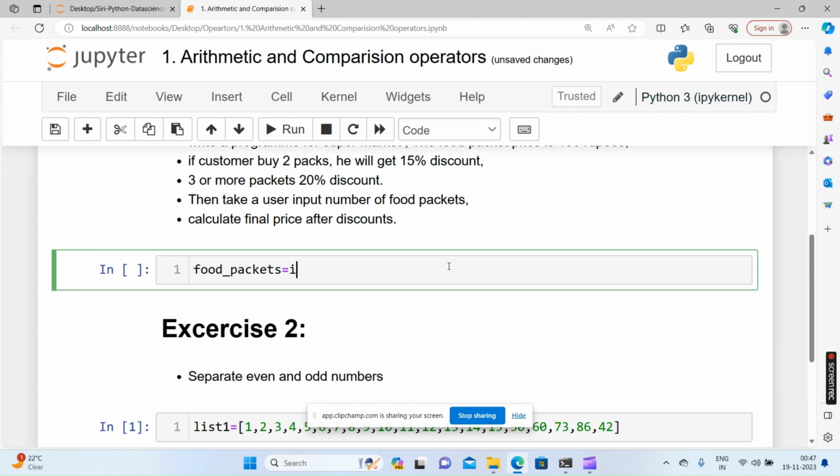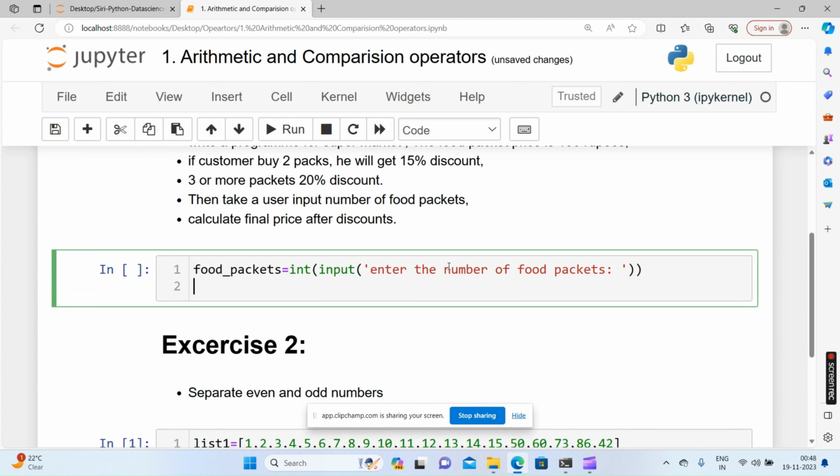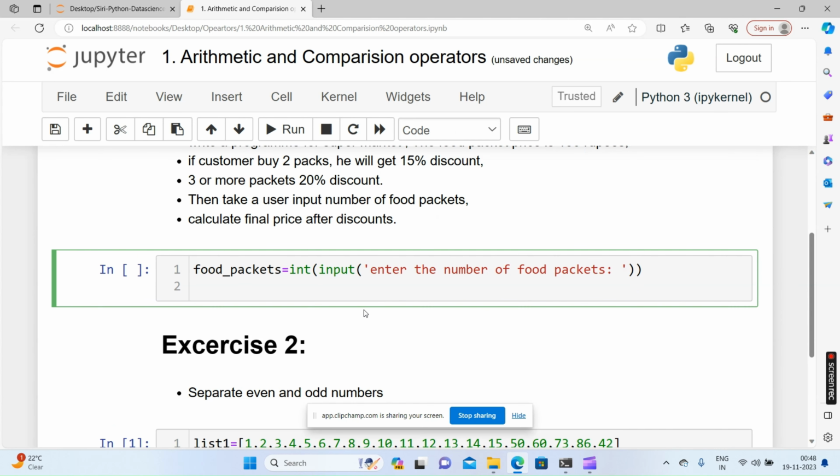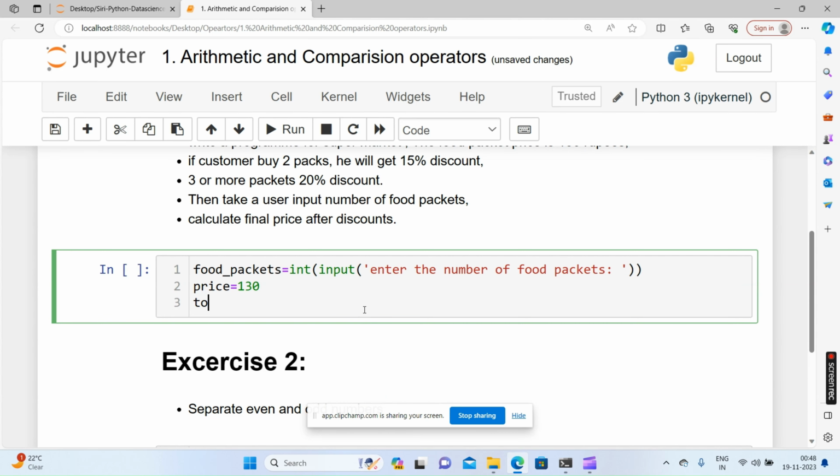Food packets is equal to input of "enter the number of food packets". So the food packet price is 130 rupees. So price is equal to 130. I'm going to take a new variable. Total is equal to food packets multiplied with price.